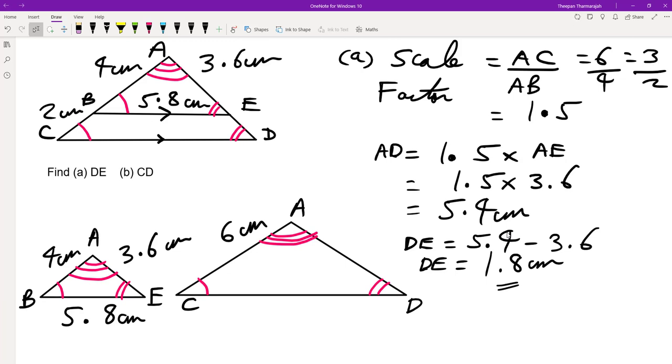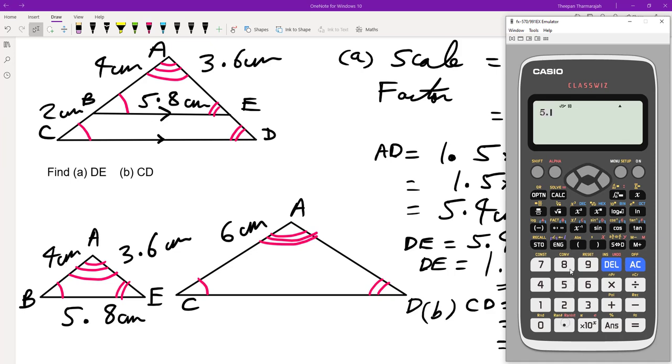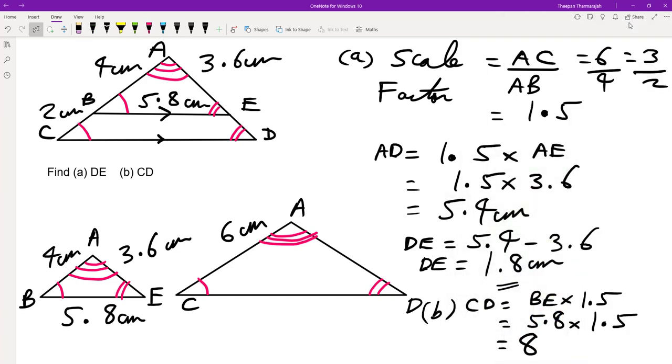Now we want to work out CD. Now CD is just the larger version of 5.8 or BE. So we do BE times the scale factor, which is 1.5. So 5.8 times 1.5, and that gives me 8.7. So 8.7 centimeters.